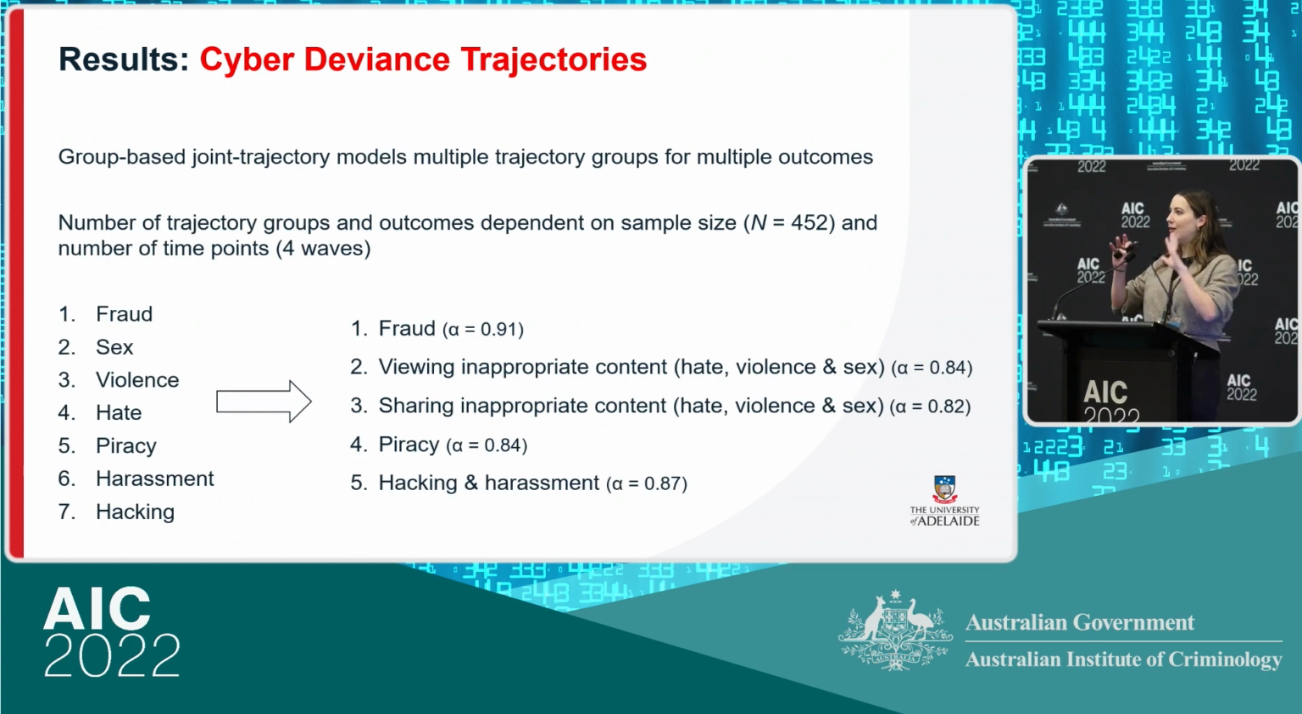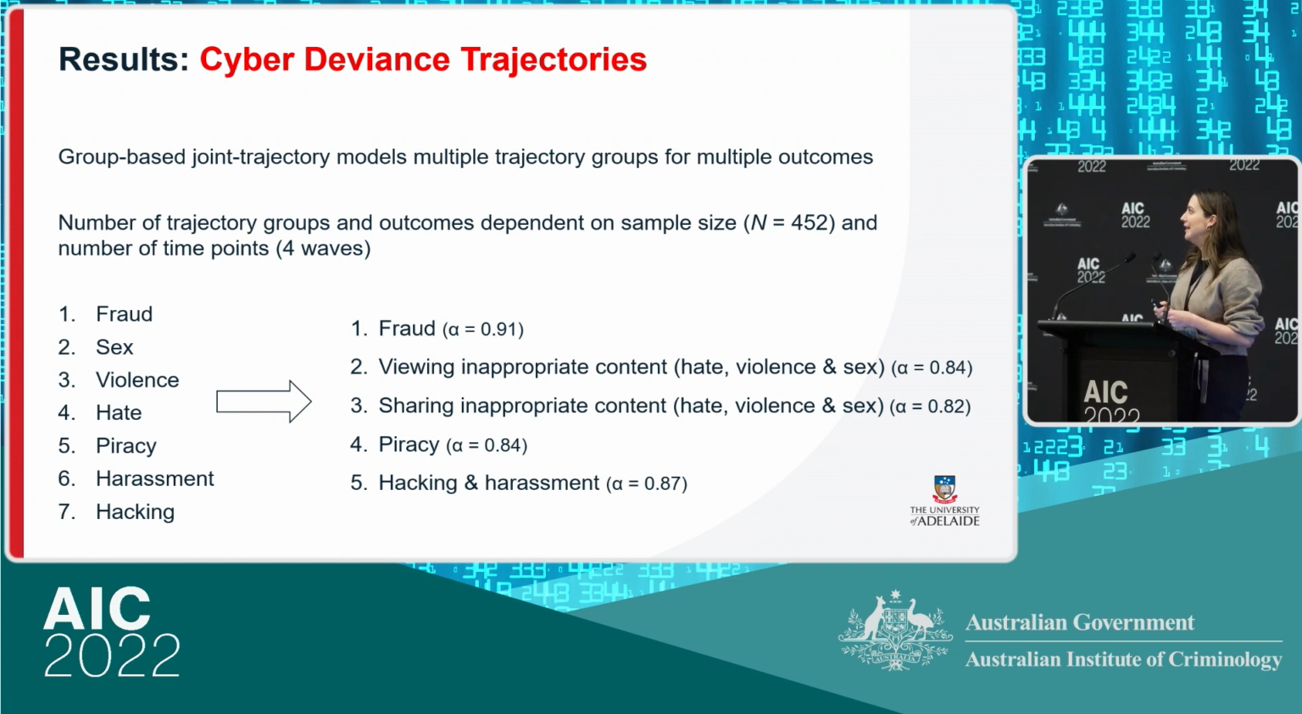So that was just our overall sample. Then what we've done is a more nuanced analysis, looking at whether there are students who are engaging in similar forms of cybercrime at similar rates across the waves, so as they age. And to do this, we ran the group-based joint trajectory modelling.